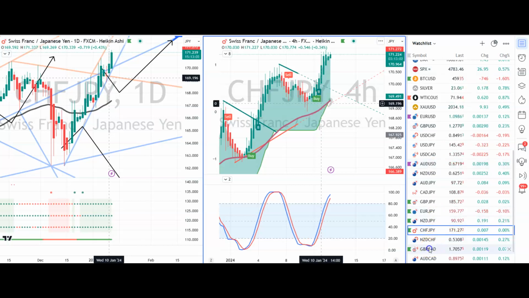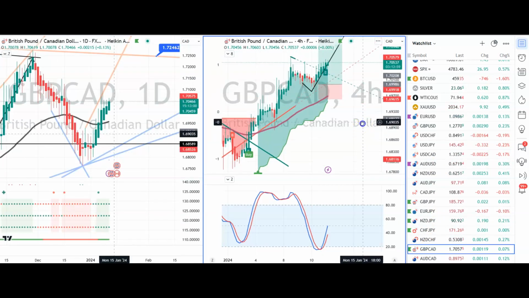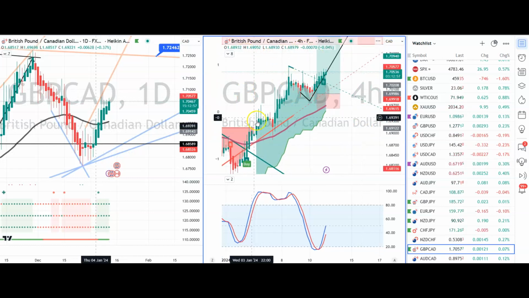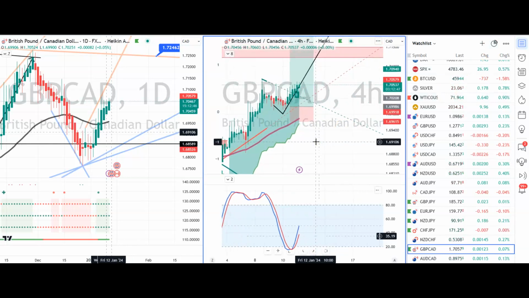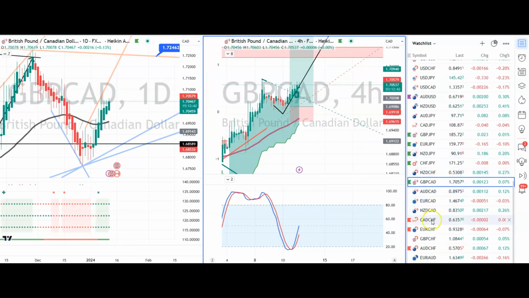Pound Canadian is the other one that is parabolic to the upside. Nice pullback yesterday, I think. And as you can see, these are wonderful. So we're waiting for the inflation data to come out from the US today and tomorrow. So I suspect we won't be trading much in terms of the dollar until it sorts itself out.